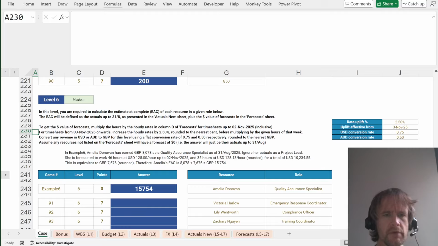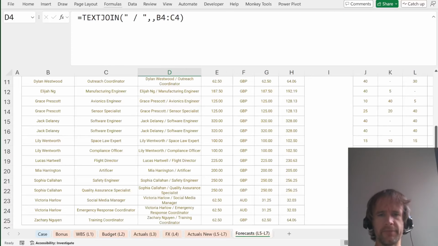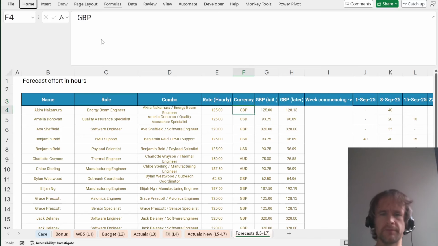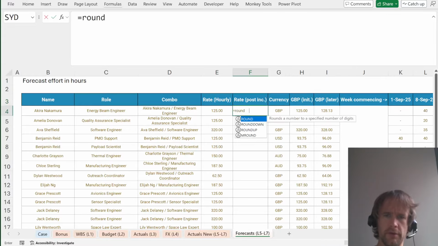Convert any revenue cost, I think. Yeah, fine. Oh, sorry. Yeah, you're rounding to the nearest cent of their local currency, I guess. Yeah, flat currency. Oh my god. Okay, fine. Okay. So hang on. Sorry, I'm doing this wrong. So we'll do rate post increase. And that is where we're going to do the round.